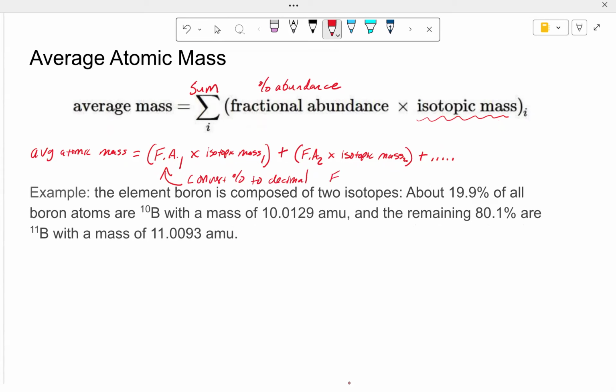So, for example, if I tell you the percent abundance of an isotope is 51.20%, don't put that number exactly into the calculation. You need to convert that to a decimal. Just move the decimal point over two places. And that's the number you put into the calculation. Whenever there's a mistake made with this calculation, that's usually where the mistake is made. Students forget to do that.